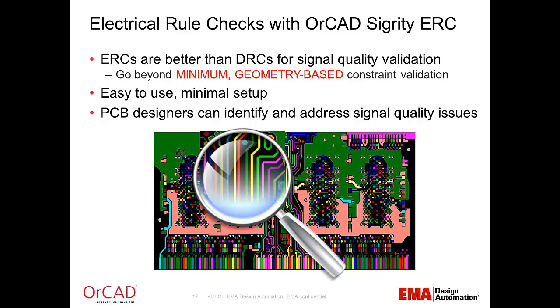Number one, one thing to note, ERCs are always better than DRCs for signal quality validation because they go beyond the minimum geometry-based checks that DRCs are based on. The tool is very easy to use. You have a minimal setup. You just identify the nets of interest, and the tool will go out and do the analysis. And you can do this at the layout level, with a PCB designer or layout team, and not necessarily have to rely on input from the designers themselves. So it's something that can be addressed at this particular level with, more or less, an independent flow.